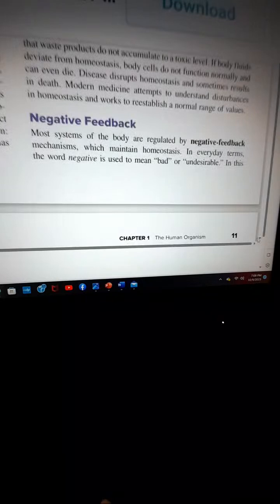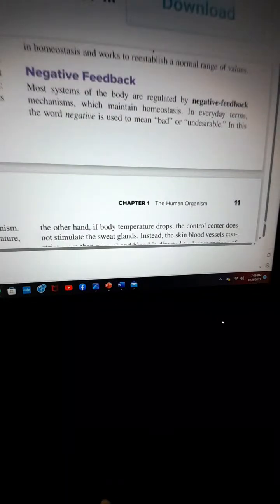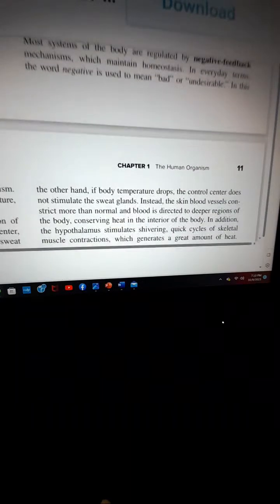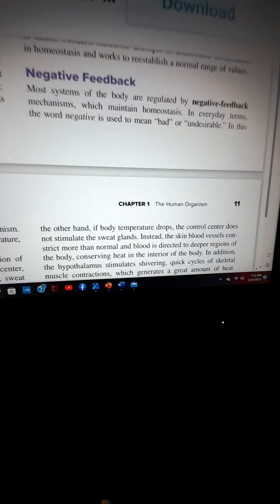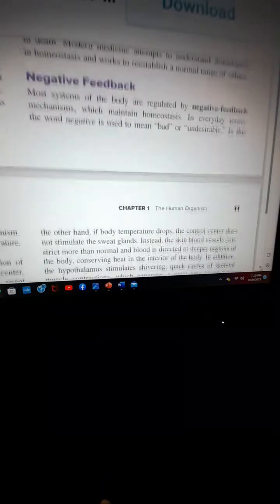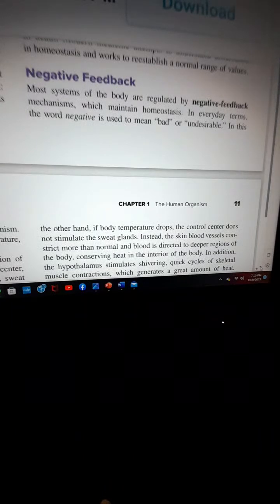Now, when you have the negative feedback, is that the positive or the negative? The negative feedback is this: most systems of the body are regulated by negative feedback. Labor is positive feedback. And it's regulated by negative feedback mechanisms which maintain homeostasis. In everyday terms, the word negative is used to mean bad or undesirable.